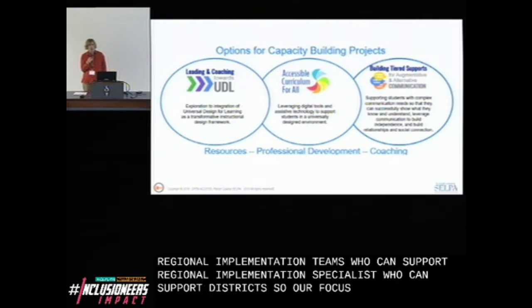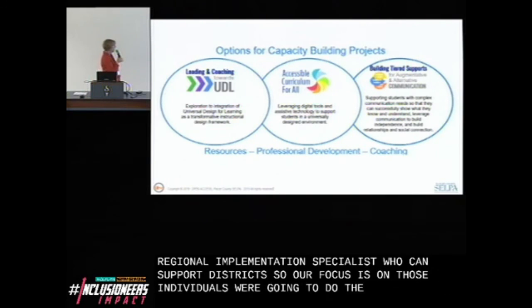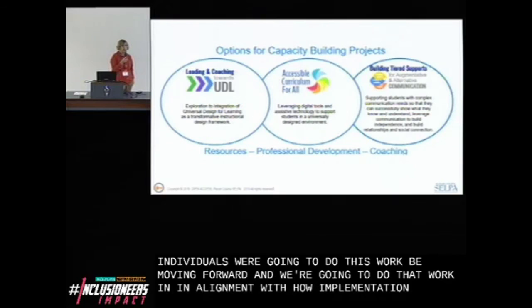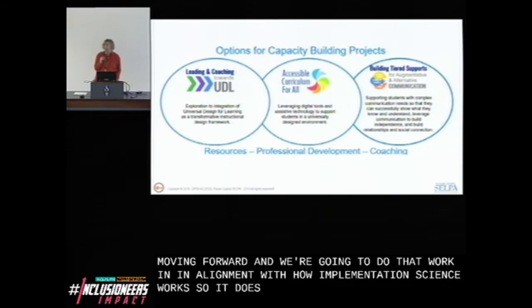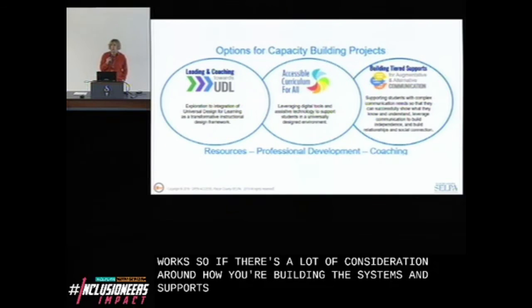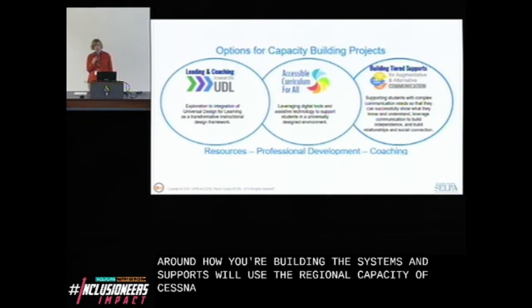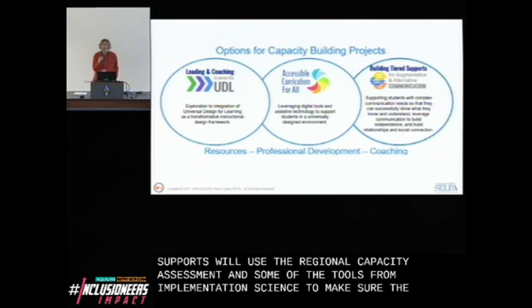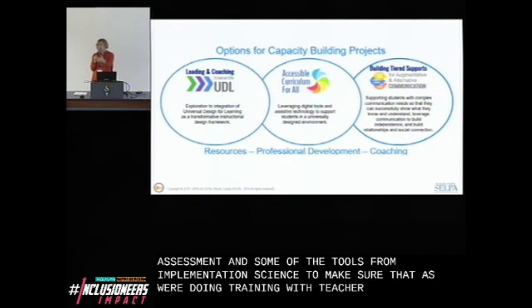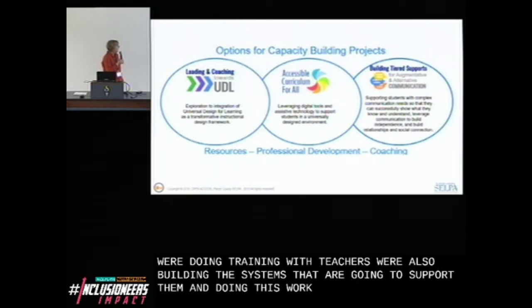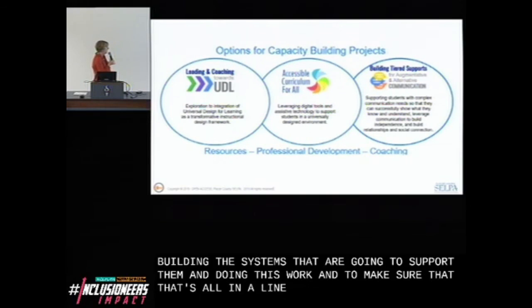So our focus is on those individuals who are going to do this work moving forward. And we're going to do that work in alignment with how implementation science works. So there's a lot of consideration around how you're building the systems and supports. We use the regional capacity assessments and some of the tools from implementation science to make sure that as we're doing training with teachers, we're also building the systems that are going to support them in doing this work, and to make sure that that's all in alignment.